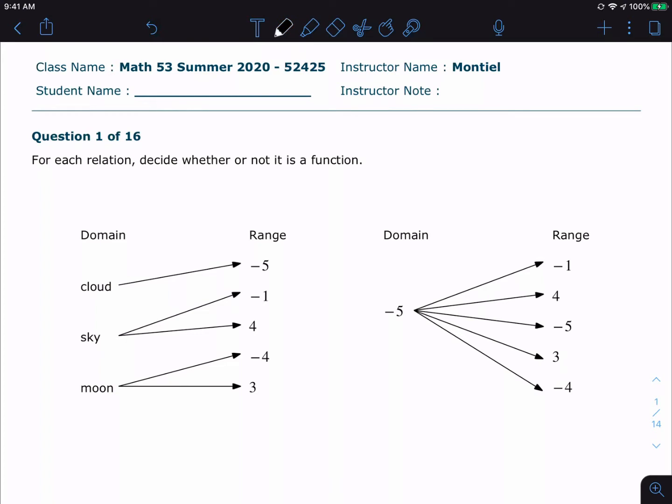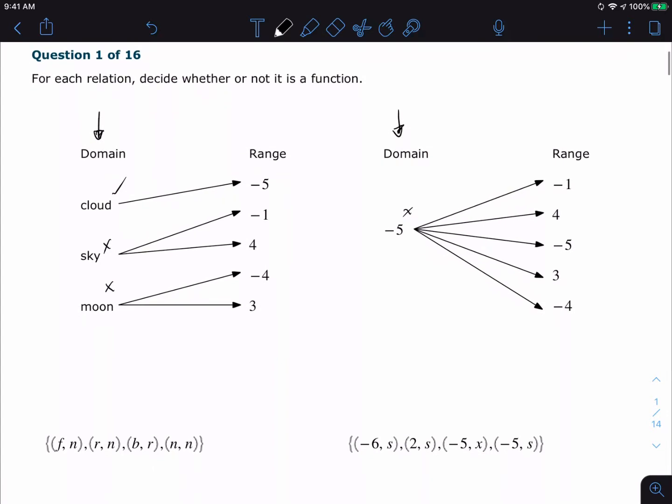So again, going to this first problem, when we're looking at the relationship for a function, the domain has to be unique. So cloud going to -5 is perfectly fine. And sky and moon don't work because you can see that they go to 2 different values. Do you guys see that? So that fails. In this example, this also fails because -5 is going to more than one number. So let me do an example that would work for you guys, just so you guys could see.